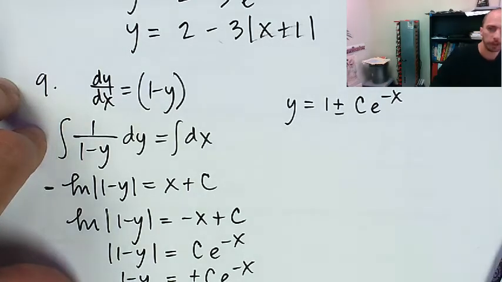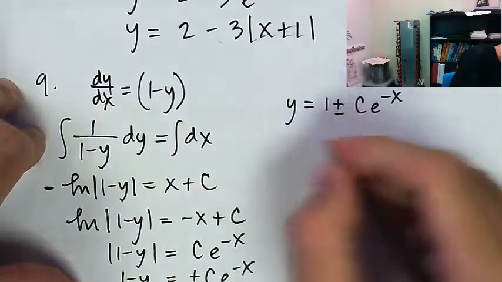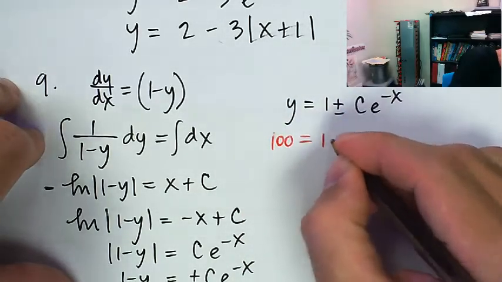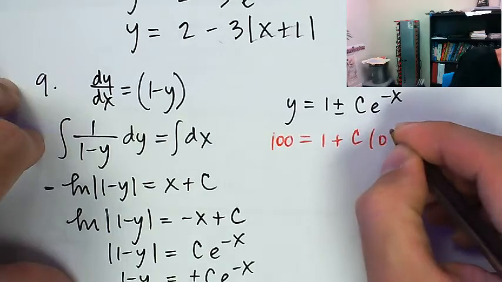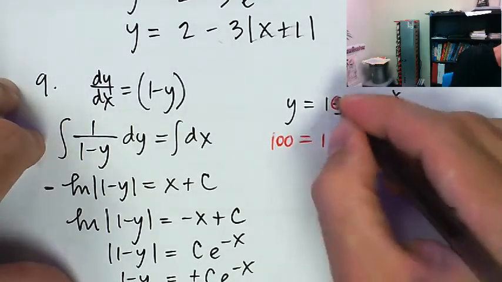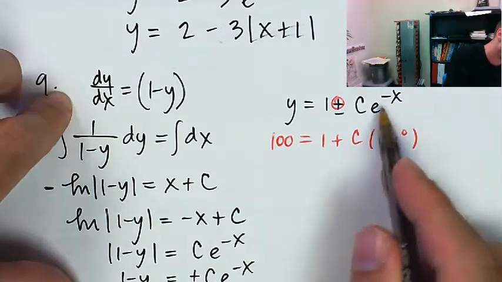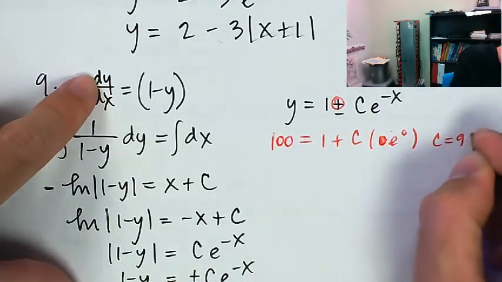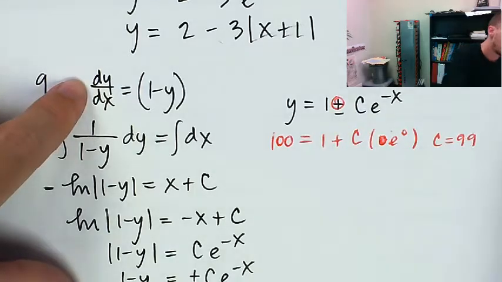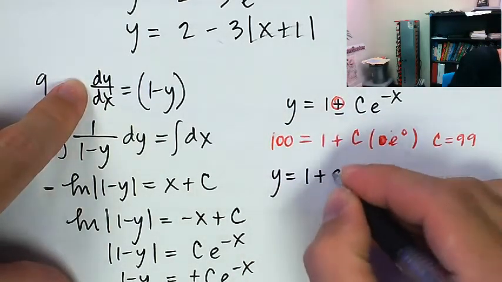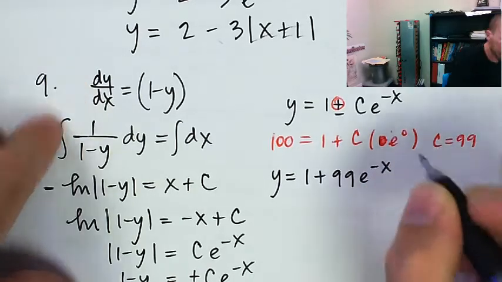Okay, now my job is to use the initial condition, which was (0, 100). So y equals 100 when x is equal to 0. So 100 equals 1 plus c times, not 0, e to the 0. Okay. And that means that c equals 99. Is that, yep, still in the shot. So my conclusion, my particular solution is y equals 1 plus 99 e to the negative x.